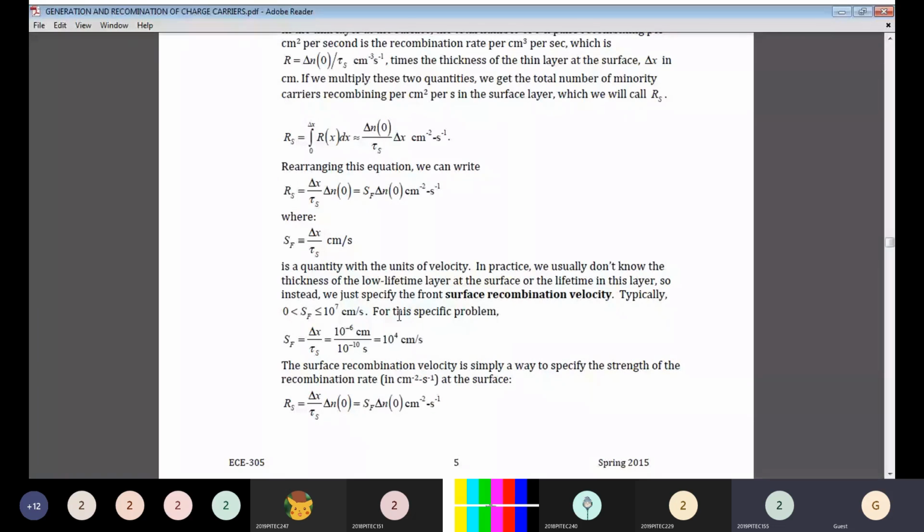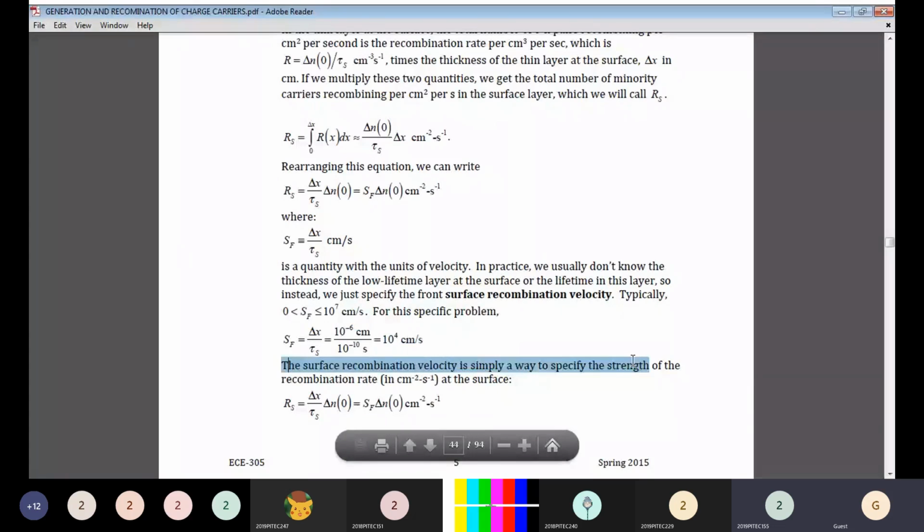For this specific problem, Sf = Δx/τs = 10^-6 centimeter / 10^-10 seconds, which is equal to 10^4 centimeter per second. The surface recombination velocity is simply a way to specify the strength of the recombination rate at the surface. Rs = (Δx/τs) Δn(0), which is equal to Sf Δn(0) per centimeter square per second.